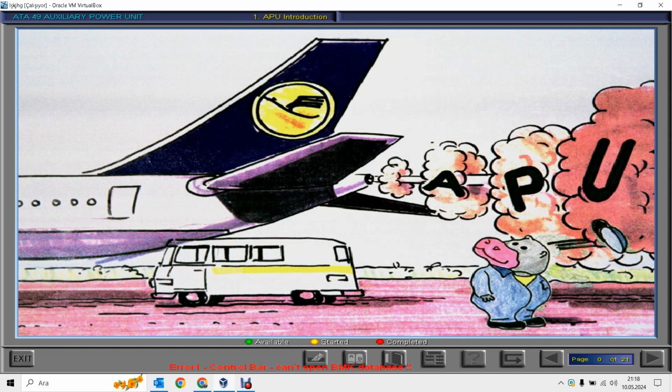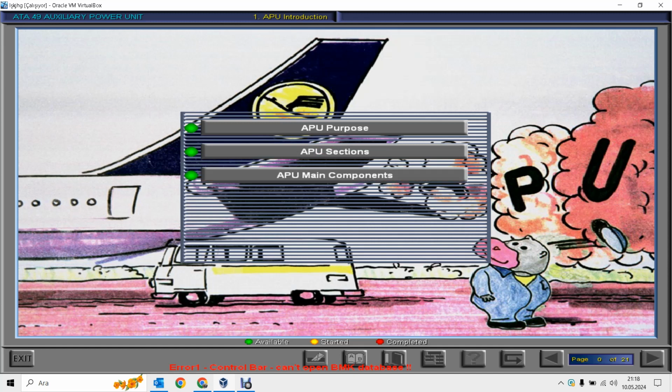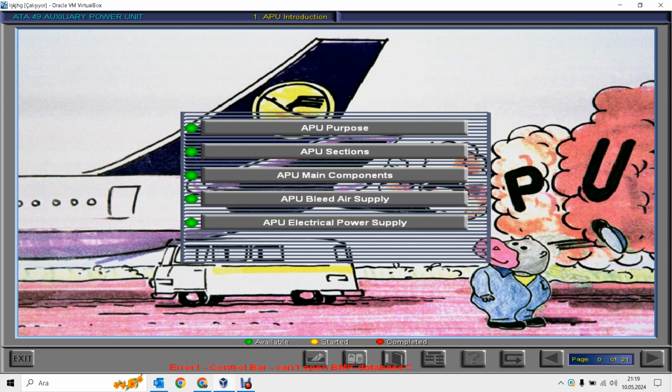This lesson explains the function of the auxiliary power unit and shows its main components. The first segment describes the purpose of the APU. Next, you learn about the main sections on an APU. Then you look at the main components of the APU. In the next segment, you learn about two different ways of APU bleed air supply. And then we look at the electrical power supply from the APU. Finally, you can answer some exercise questions to see what you have learned.